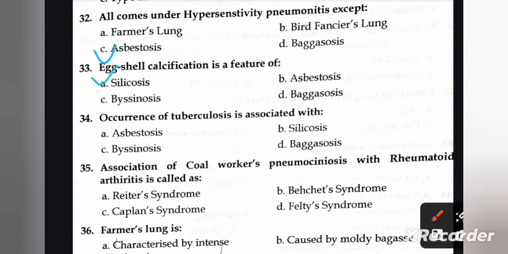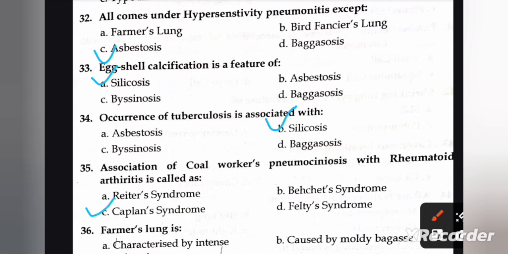Silicosis. Next question is, occurrence of tuberculosis is associated with A. Asbestosis, B. Silicosis, C. Byssinosis and D. Bagassosis. So the right answer is B. Silicosis. Next question is, association of coal workers' pneumoconiosis with rheumatoid arthritis is called A. Reiter's syndrome, B. Behcet syndrome, C. Kaplan's syndrome and D. Felty's syndrome. The right answer is C.